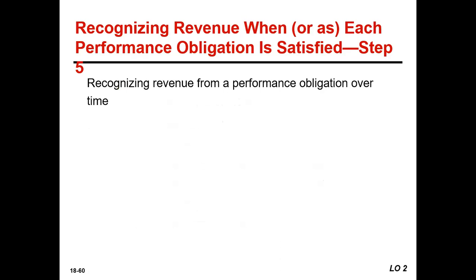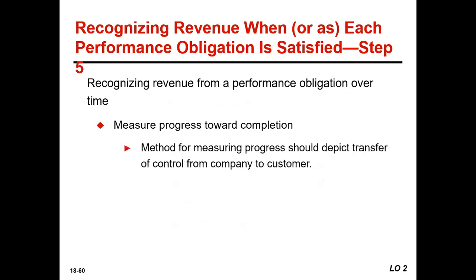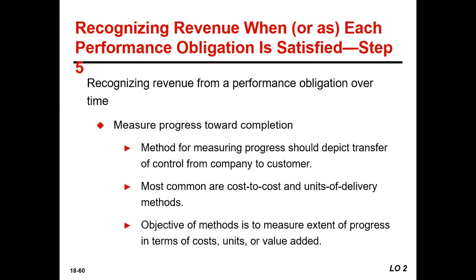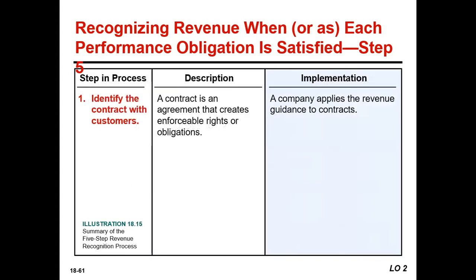So for recognition of revenue from a performance obligation over time, it measures progress toward completion. The method for measuring progress should depict transfer of control from company to customer. So always remember, go back to the 5 preconditions earlier. Then most common are cost to cost and units of delivery methods. The objective of methods is to measure extent of progress in terms of costs, units, or value added.